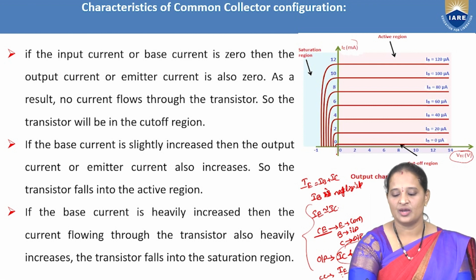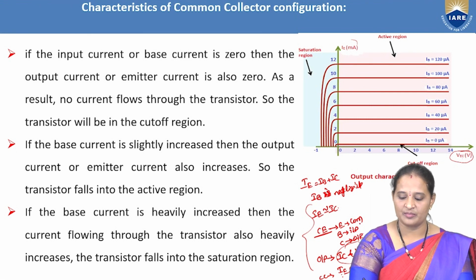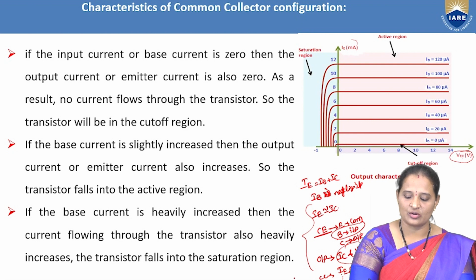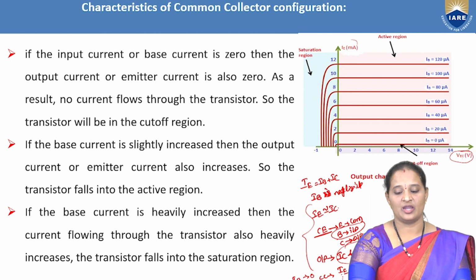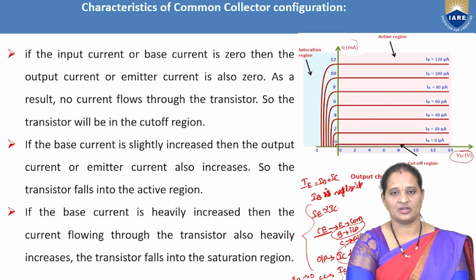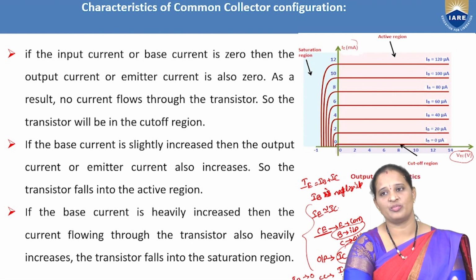As we all know, when IB is equal to 0, in both the cases the input current is the base current, right? In common emitter also, base current is the input current, and in common collector also, base current is the input current. So both are the same, the output parameters are almost the same, and even the input current is the same. That means the characteristics are similar to common emitter configuration. So if IB is equal to 0, what happens? Both the junctions will be reverse biased, and hence the region of operation is said to be the cutoff region.